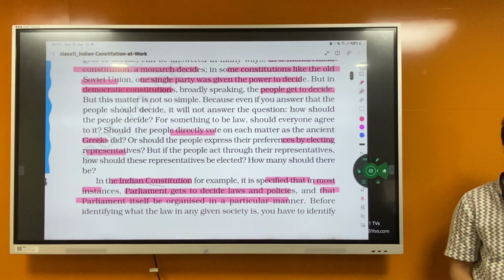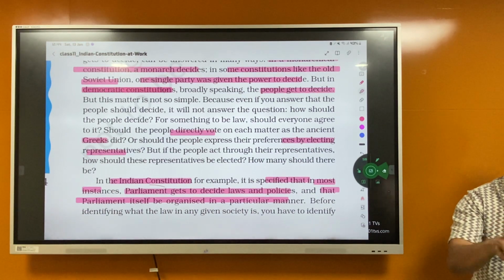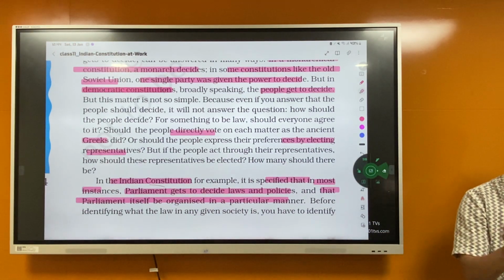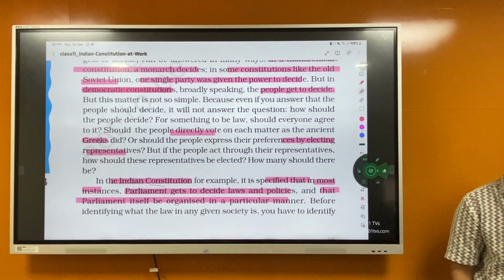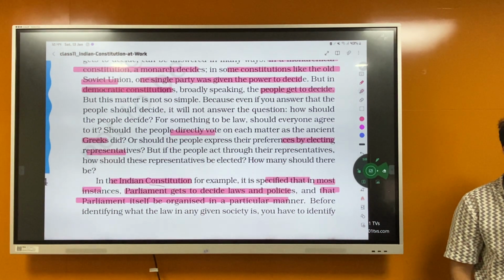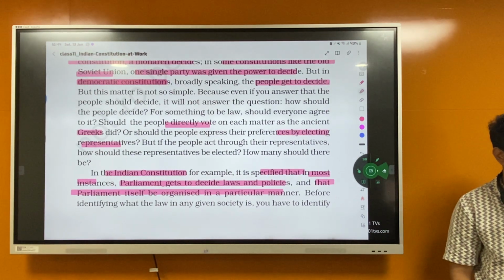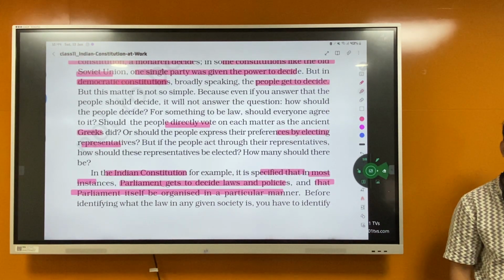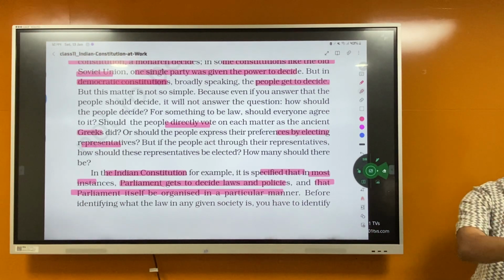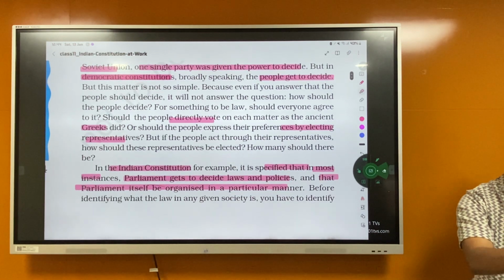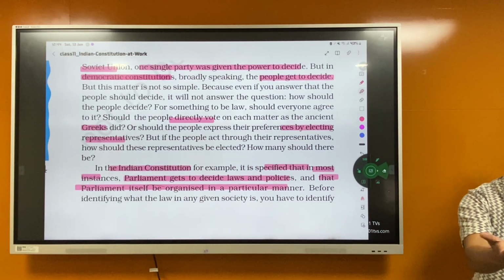So I told you about two things. Can we go directly vote for everything? Or can we choose a person who can vote for us? We'll just sit in our home, do our work, and he'll be doing that work. Okay, so it is called representative democracy. If the people act through their representatives, how should these representatives be elected? How do you elect those people if we need a representative? How many should be there? And in total, how many should be there?